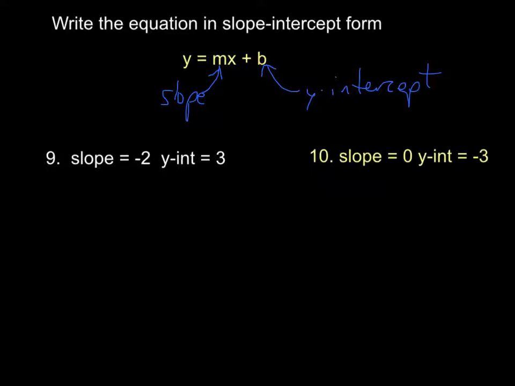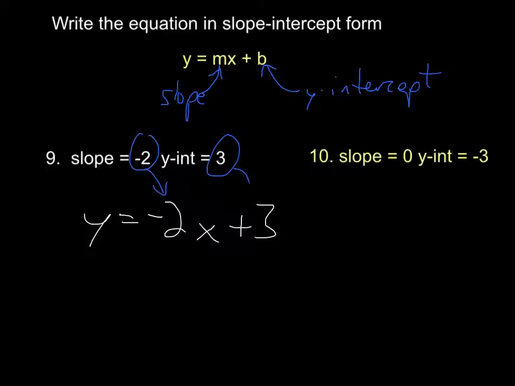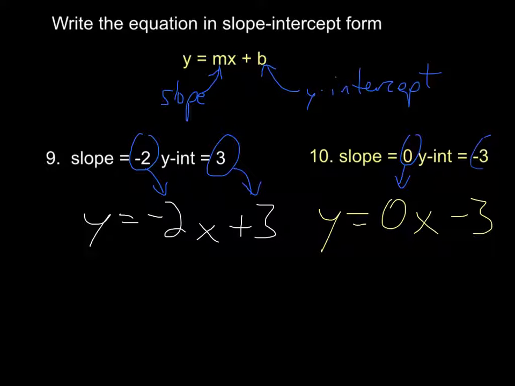So for question 9, we write y equals -2x plus 3. -2 is the slope, +3 is the y-intercept. For question 10, we write y equals 0x minus 3, where 0 is the slope and -3 is the y-intercept. Of course, we can write that without the 0x, just as y equals -3.